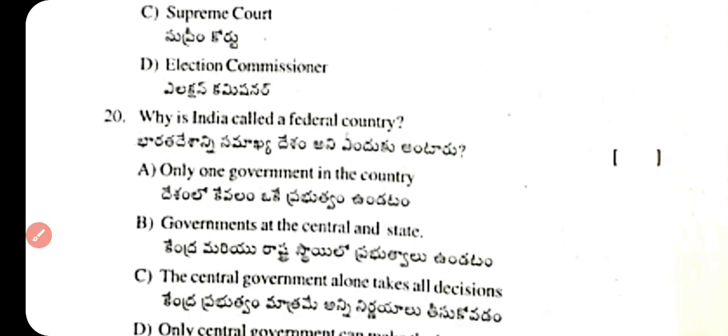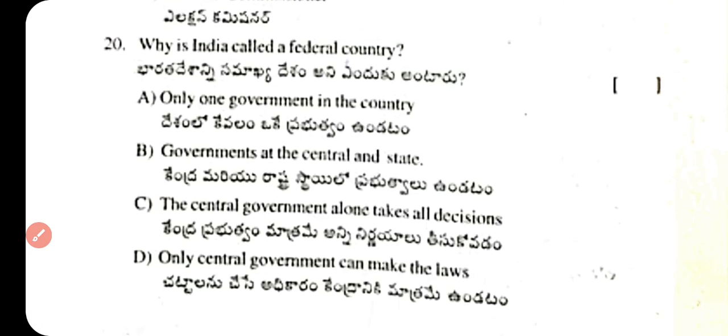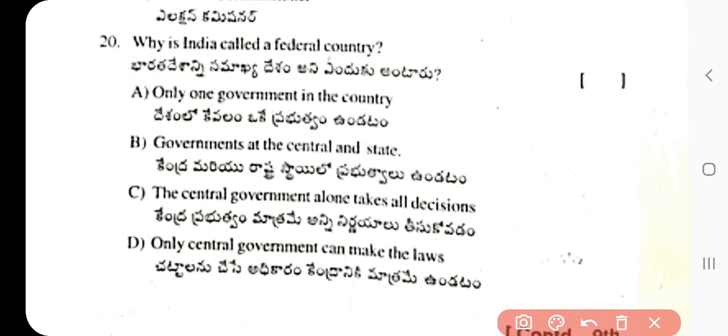Question 20, the last of the objective questions. Why is India called a federal country? Option B is the right answer. Government at the central and state level is the correct answer. Federalism explicitly refers to the existence of multiple tiers of government, mainly the central and the state level.